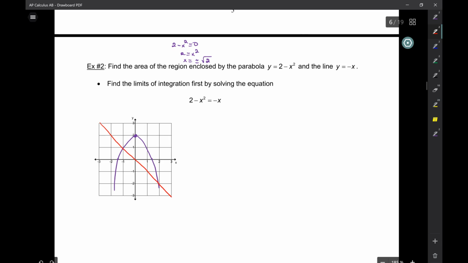Like that. Okay, now I need to know the two points where these things intersect. So what you're going to do is first find the limits of integration by setting the two functions equal to each other. And I've already set you up here. So 0 equals x squared minus x plus 2.